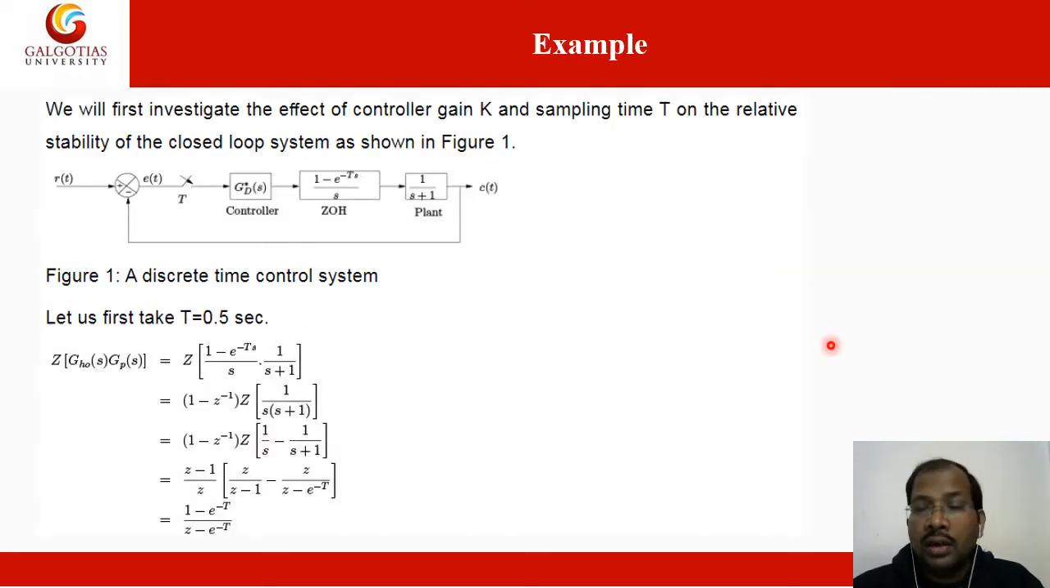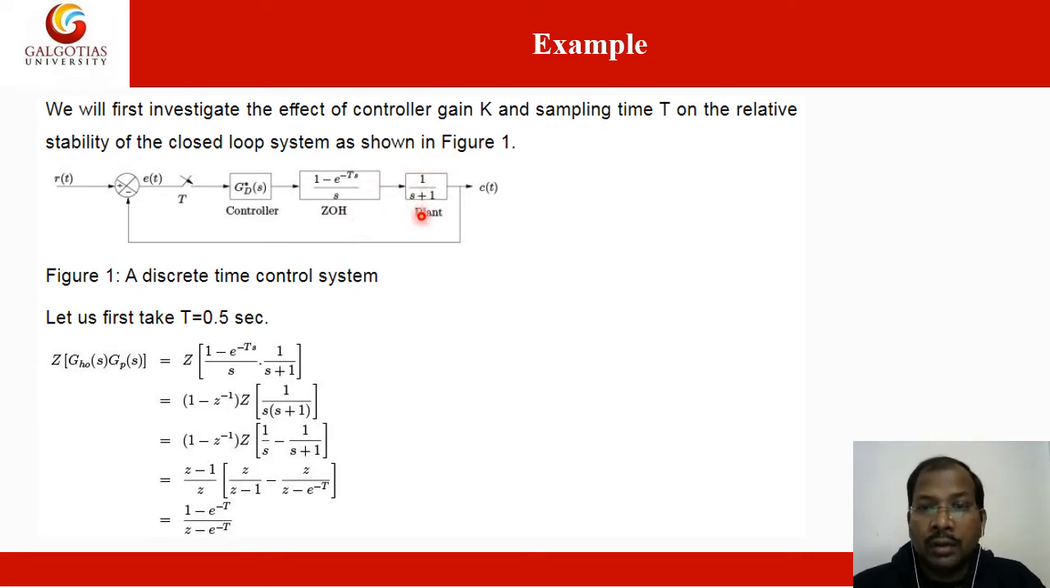Now we are going to solve an example. In this example, you can see a plant with R(t) as input. Here is the controller G_D(s) given in the diagram. Then this is the discrete domain. Then the zero order hold circuit, H(s), whose transfer function is given as (1 minus e to the power minus Ts) by s. This is the zero order hold transfer function.